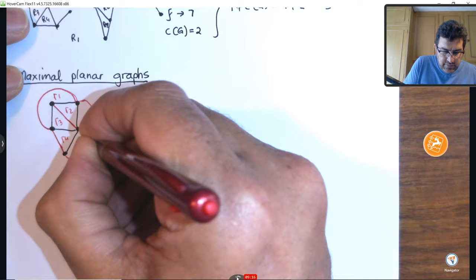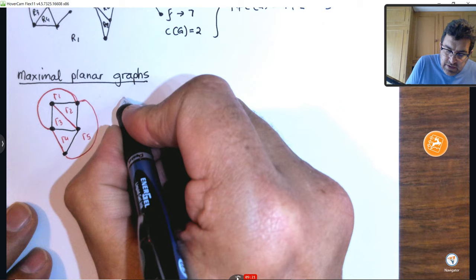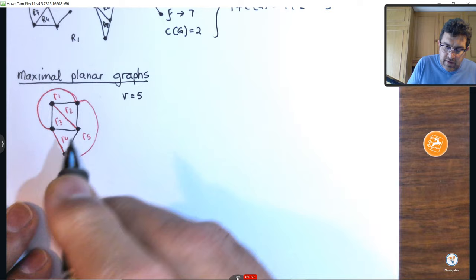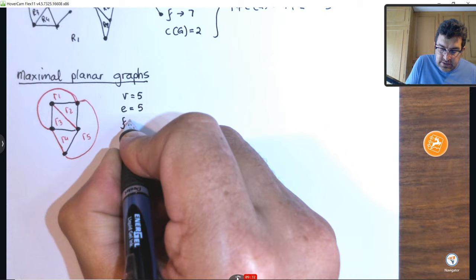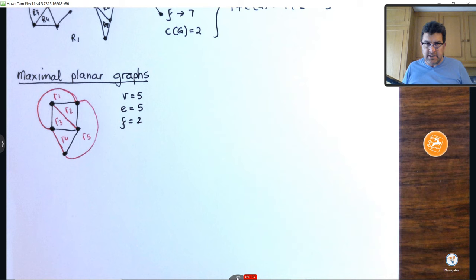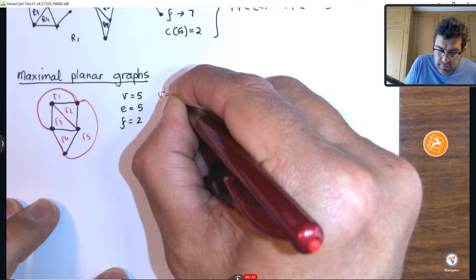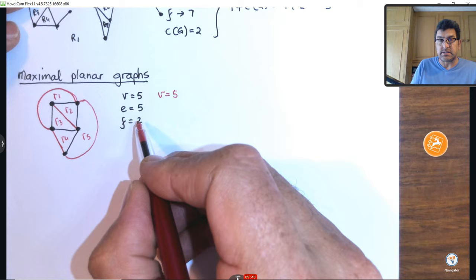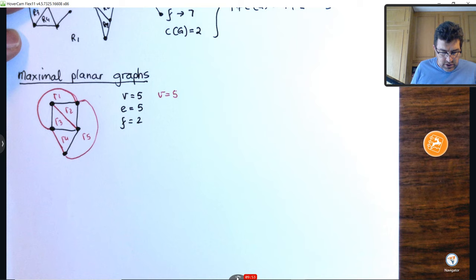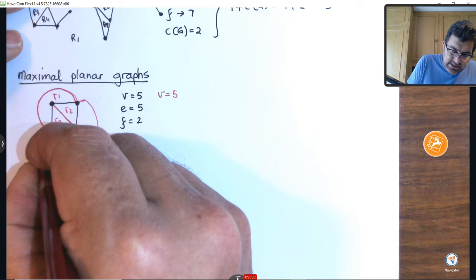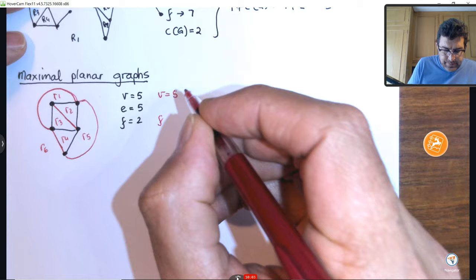Okay, initially, let's go for the initial values. Initially, the number of vertices I had was 5. I had 1, 2, 3, 4, 5 edges. The number of edges was 5. And the number of regions was 2. It was the region inside there and then the region on the outside. Okay, so what do I have now? I still have the same number of vertices, but the number of edges and the number of regions have changed. So every time I add an edge, I add an extra region. So let's see, what do I have? I now have 6 regions. Don't forget about the one on the outside. So F here is becoming 6.